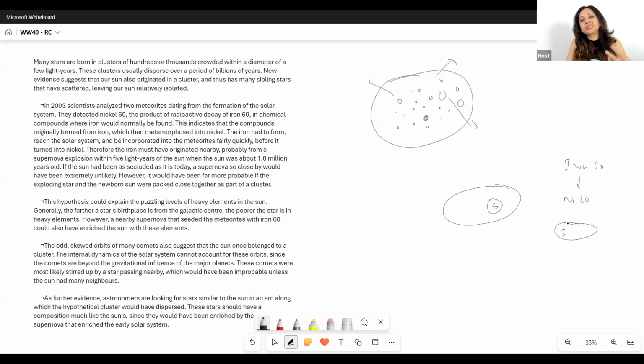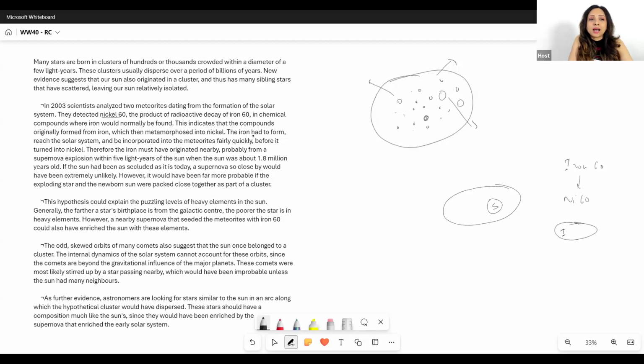So even if I don't know, I mean, they're telling me everything. Look, the point is that we just have to be present and we have to read the passage very carefully, because they're going to give us all the information. Even if these are things that I don't really understand, they'll tell me. They're saying that it indicates that the compounds originally formed from iron. So in these compounds, originally there was iron, but that finally decayed to give us nickel, right? And that is why we found nickel 60 in those meteorites.